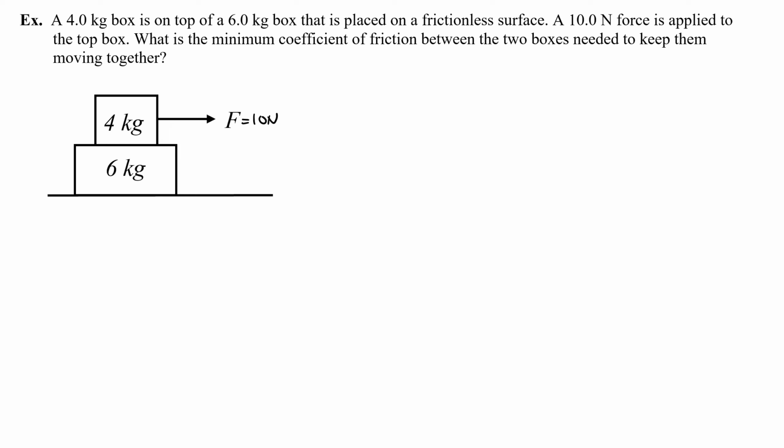So first of all, let's point out where there is friction and where there isn't. There is no friction between the 6 kilogram block and the table, but there is friction between the 4 and the 6 kilogram blocks. So what I would probably do is call one of these things A and the other B, then write MA equals 4 kilograms at the top, MB equals 6 kilograms.